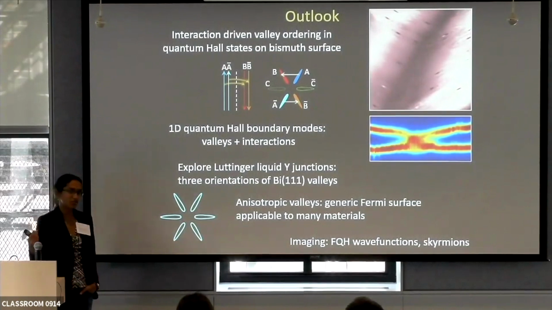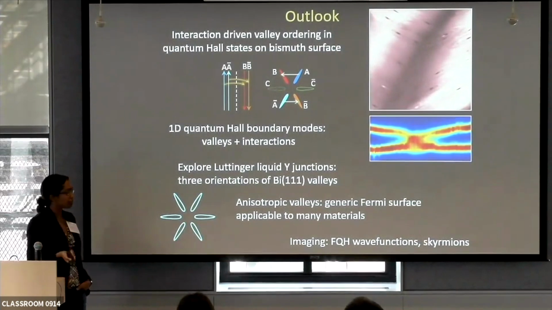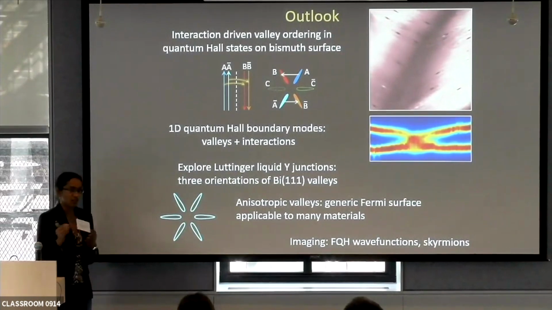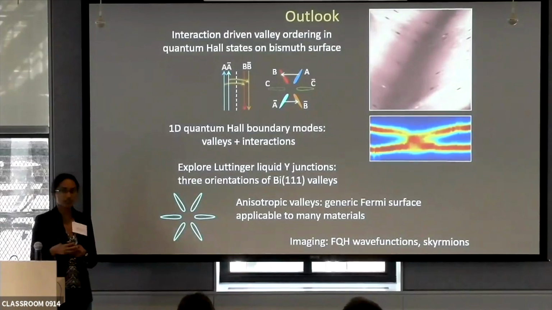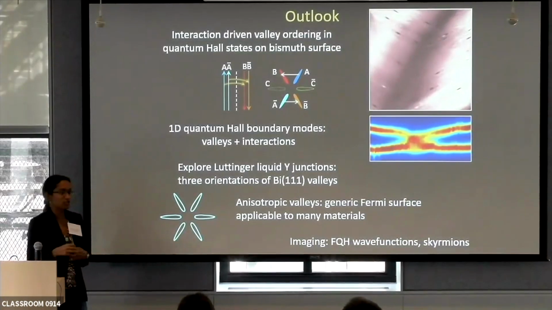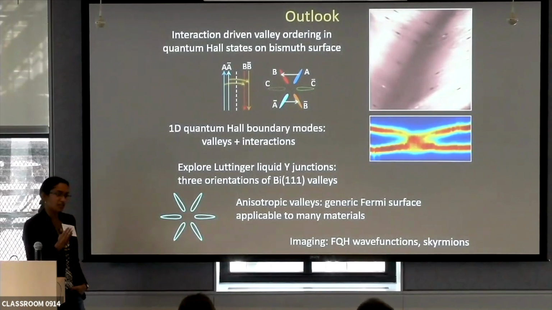I think there's a lot more to do on that front in Bismuth specifically, to look at domain walls between the three different directionalities that exist and study these kinds of Y junctions. But more generically, these anisotropic Valley systems can apply to many different materials, and so it would be interesting to expand it further, looking at either domain boundaries or just other effects. And in terms of the imaging side of things, possibly expanding the imaging of Landau level wave functions to either the fractional quantum Hall regime or to other excitations like fermions that could exist in these systems.